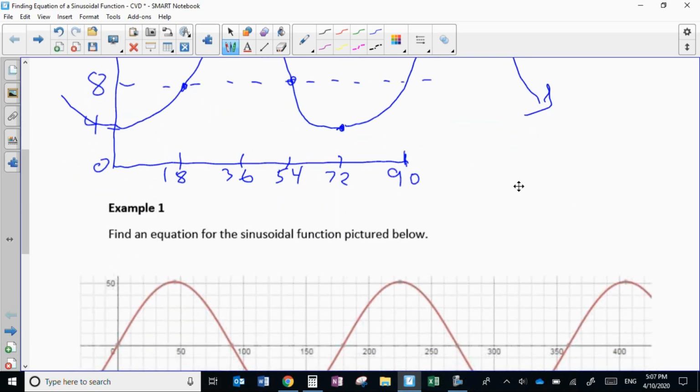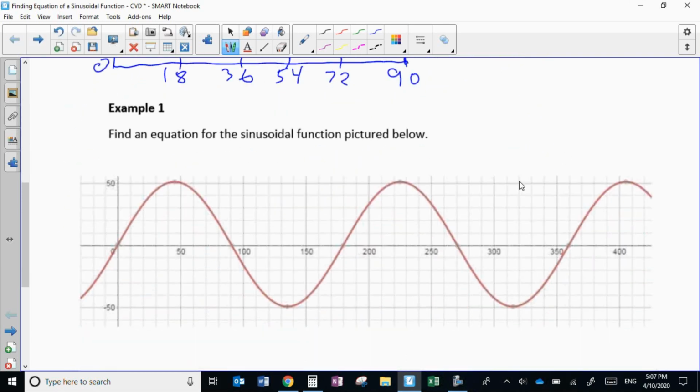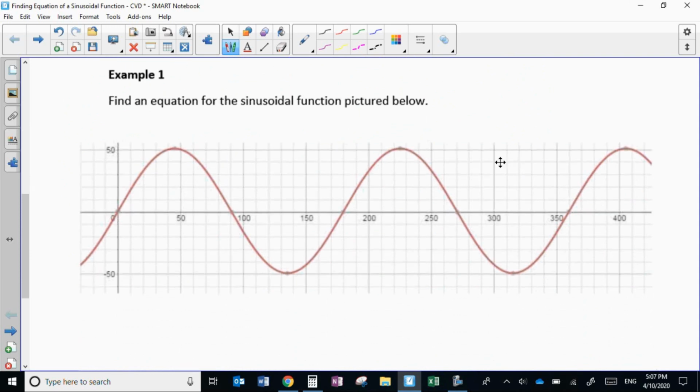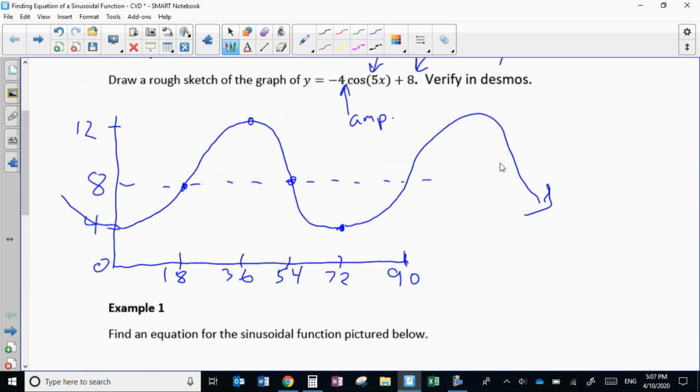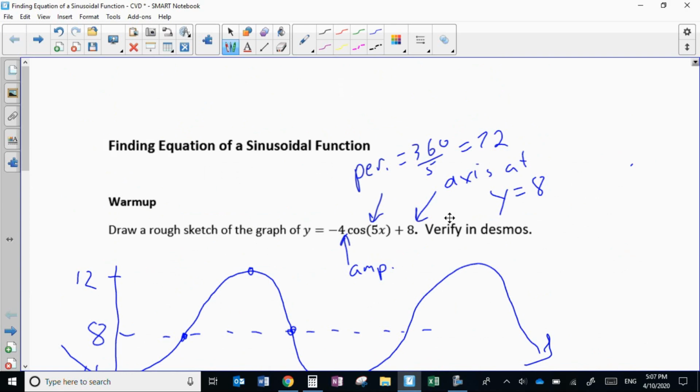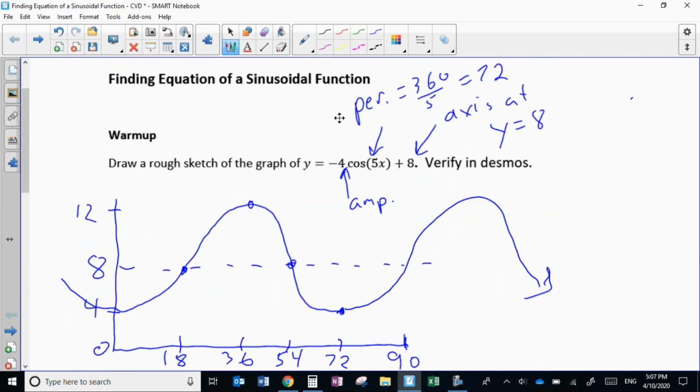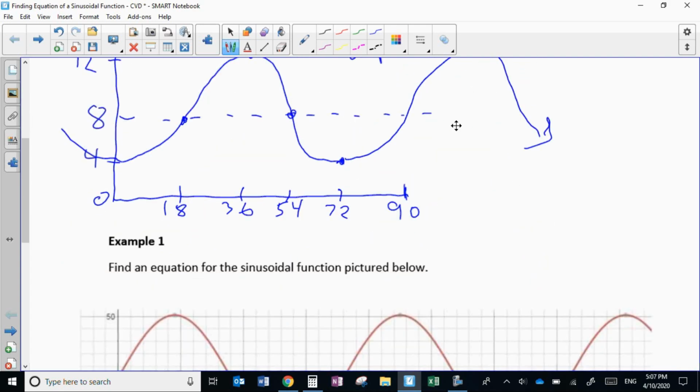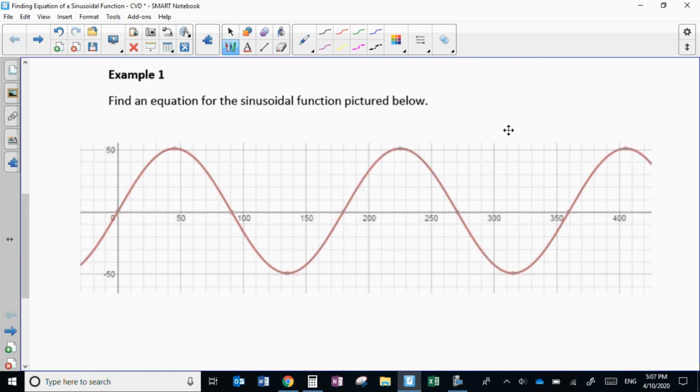Example 1: find the equation for the sinusoidal function pictured below. The first thing to do, since we're working backwards here: all these things that we found from the equation, amplitude, axis, and period, we now need to determine what numbers will be in the equation based on what we see. So the first thing we might look at is the amplitude and the axis of this graph. I can tell very easily, since the max is 50 and the min is negative 50, the axis is right at y equals 0.